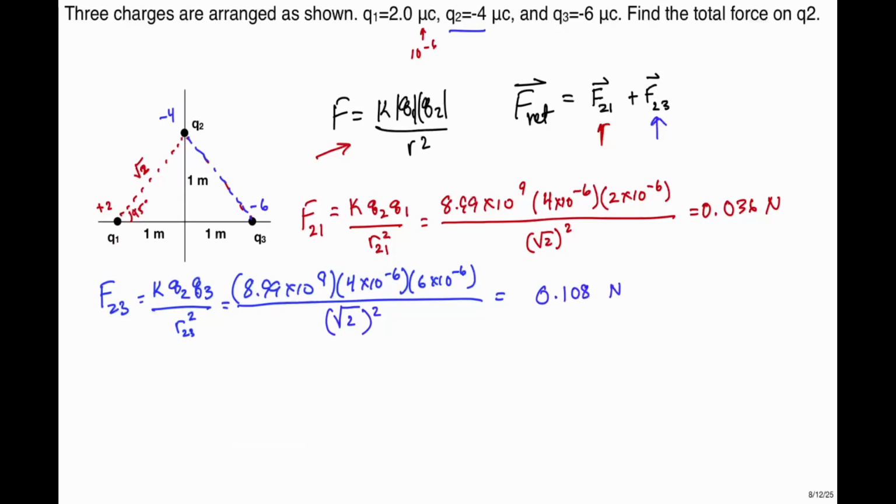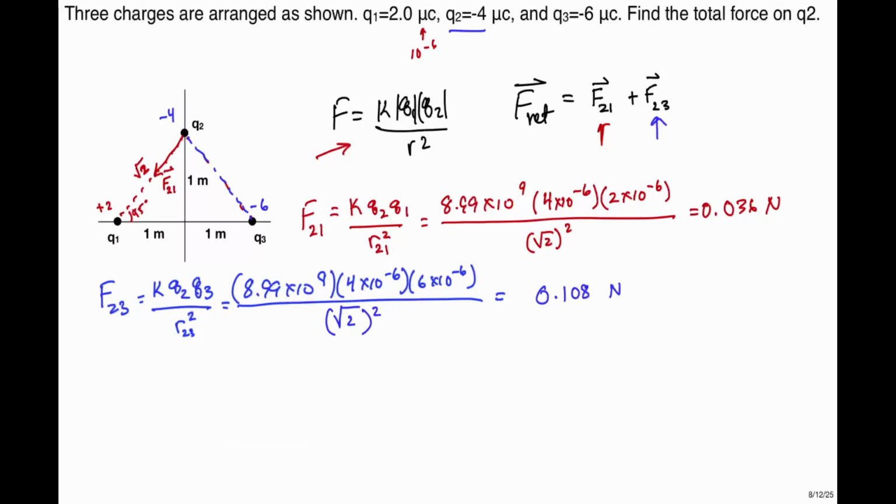Right? It's that way. So I'm going to go ahead and draw that. I'm going to say this is the force on charge 2 because of charge 1. It's heading down in that direction.